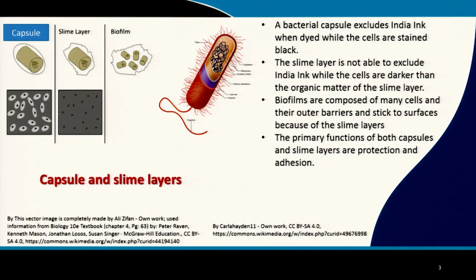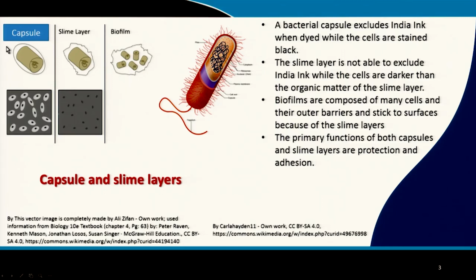So here we have two parts. One is the capsule and the second is the slime layer. Often cells in the environment are found in two forms. They can be encapsulated or they can be without a capsule. So in the first case, you can see a diagram that shows you a cell with a capsule around it.